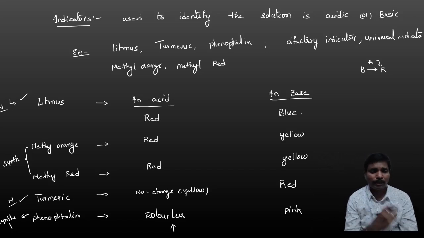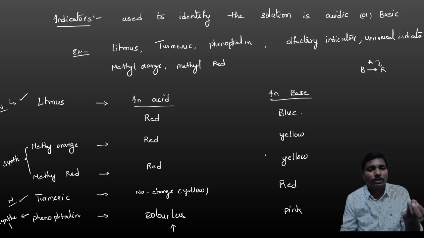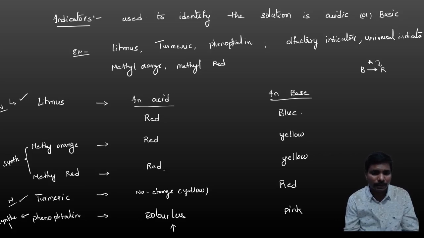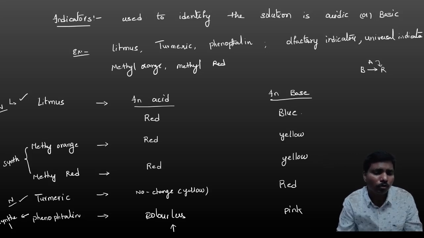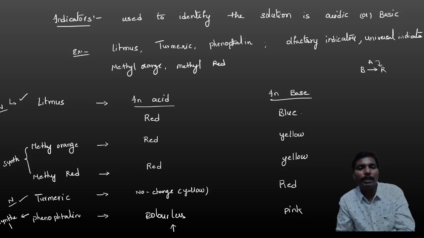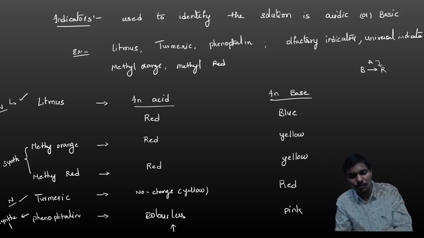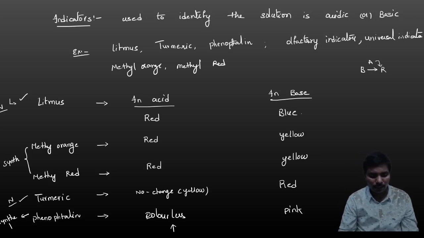Sometimes they will give the question: which of the following indicators converts the solution into red color in acidic? Litmus, methyl orange and methyl red. So like that we may get the question. Don't worry, we will discuss multiple choice MCQs, topic wise. After completion of this theory, we will take MCQs. If any point is not covered in the theory, that will be covered in the MCQs. That's why follow each and every session.